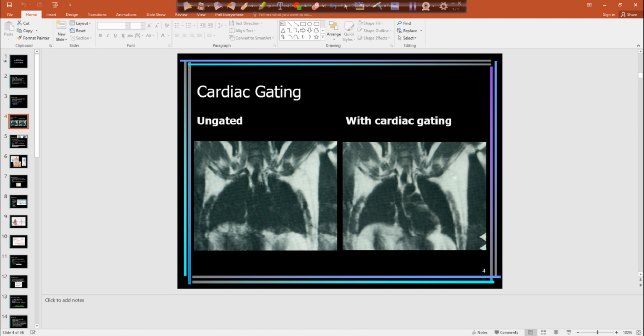Here are just two images of an ungated cardiac exam versus a gated cardiac exam. You can see here the patient was able to hold their breath, so we don't have the motion of the diaphragm, but then we could not compensate for that involuntary motion of the heart beating and the blood flowing throughout that heart. So then we have gating, and we're able to see those chambers of the heart that we need to see during our cardiac imaging.